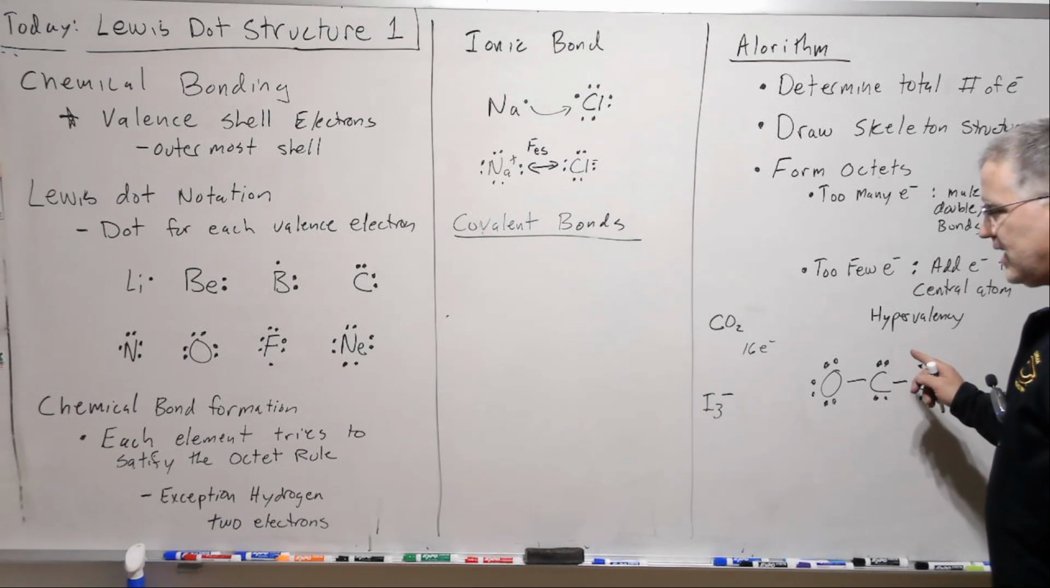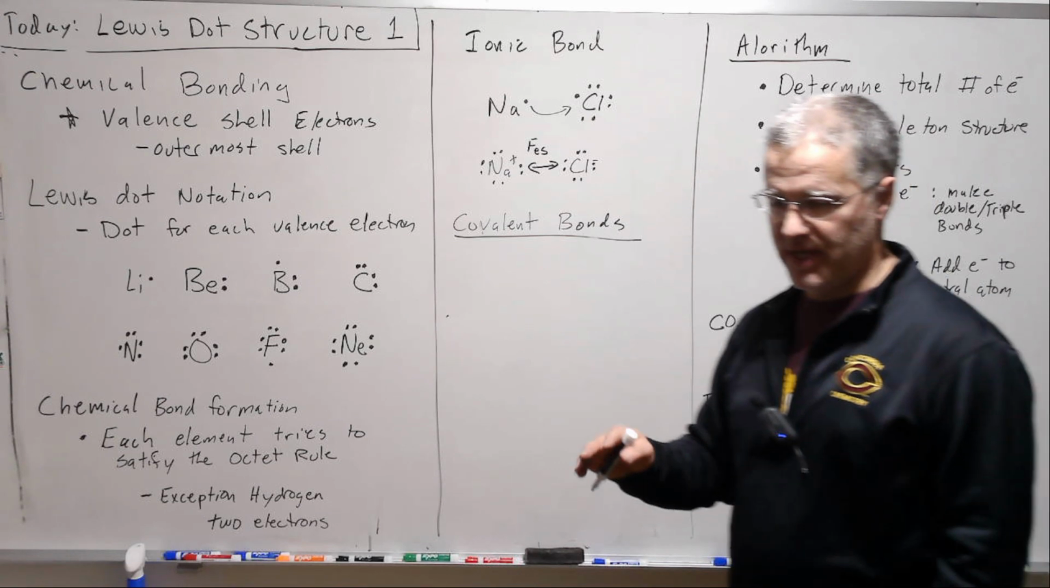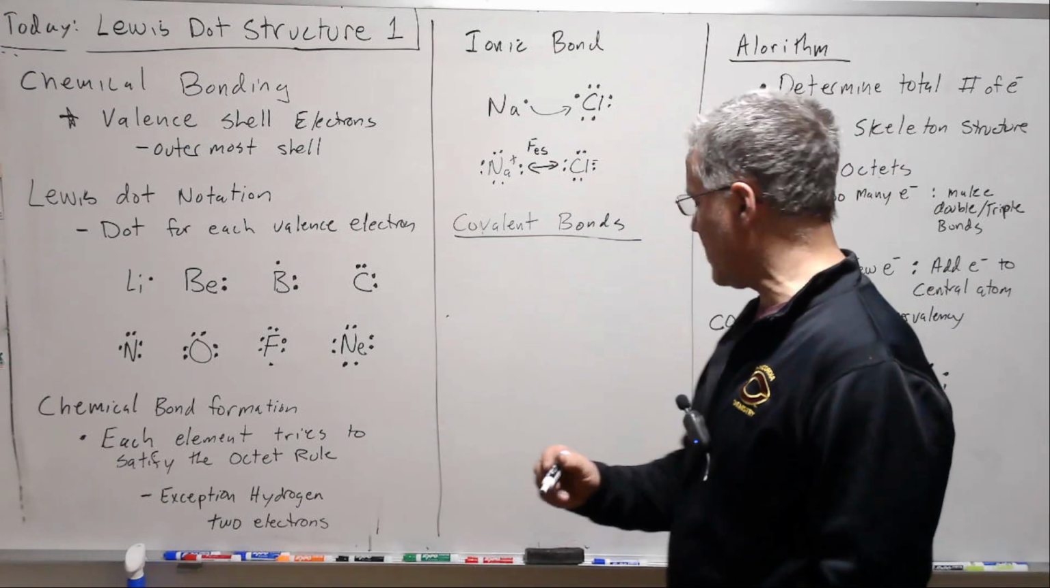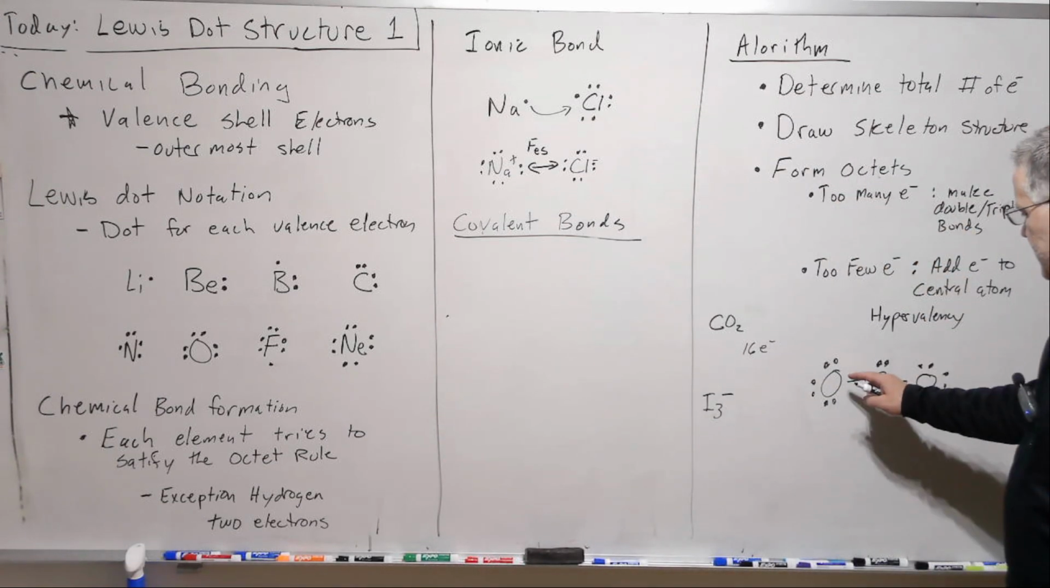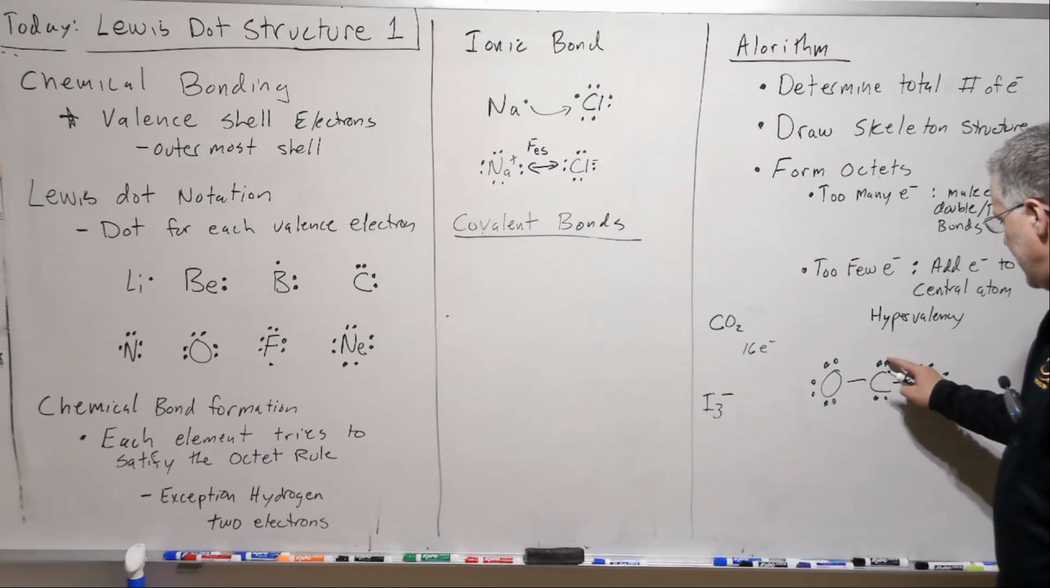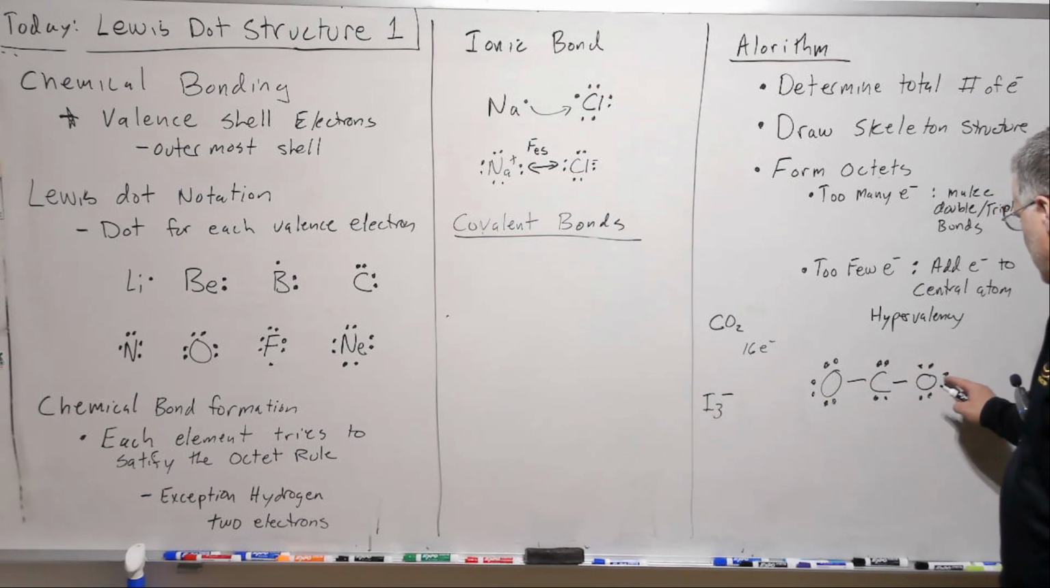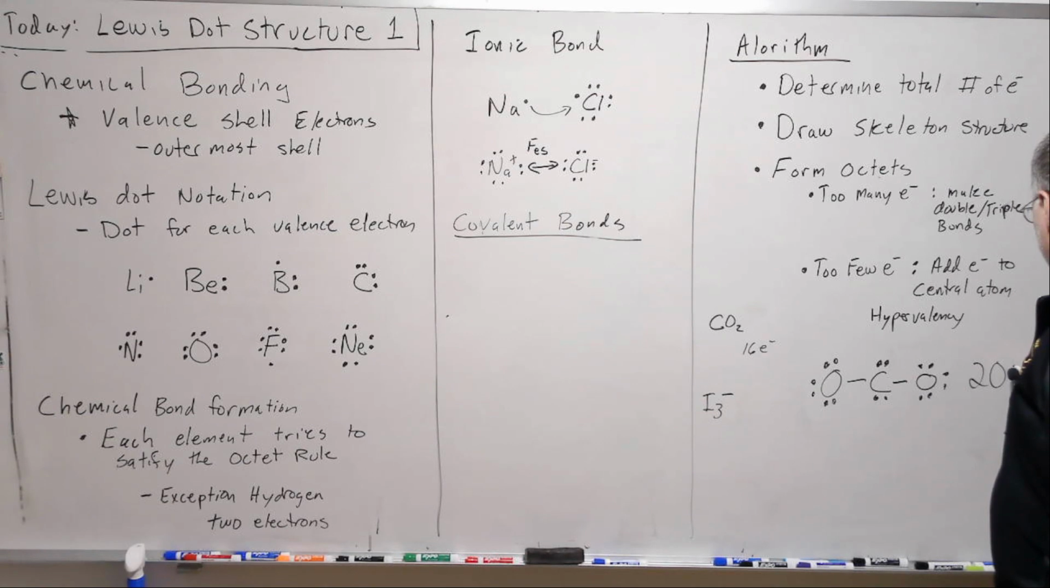But do we have too many or too few electrons? If we have too many or too few, it cannot be the right structure. So we have to make these adjustments. So 2, 4, 6, 8, 10, 12, 14, 16, 18, 20. 20 electrons.